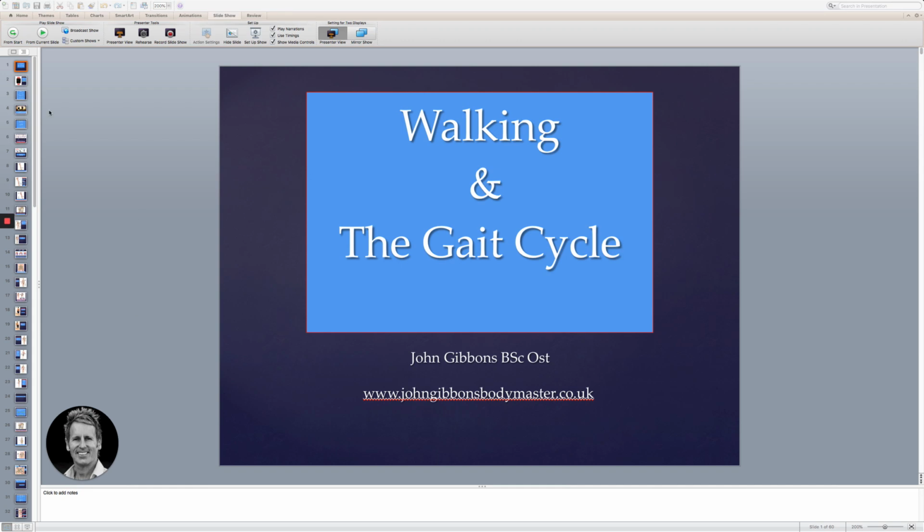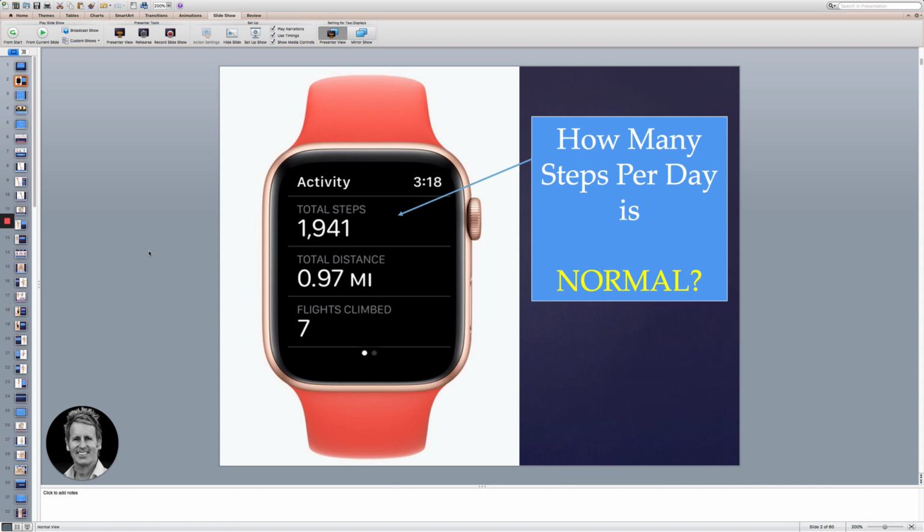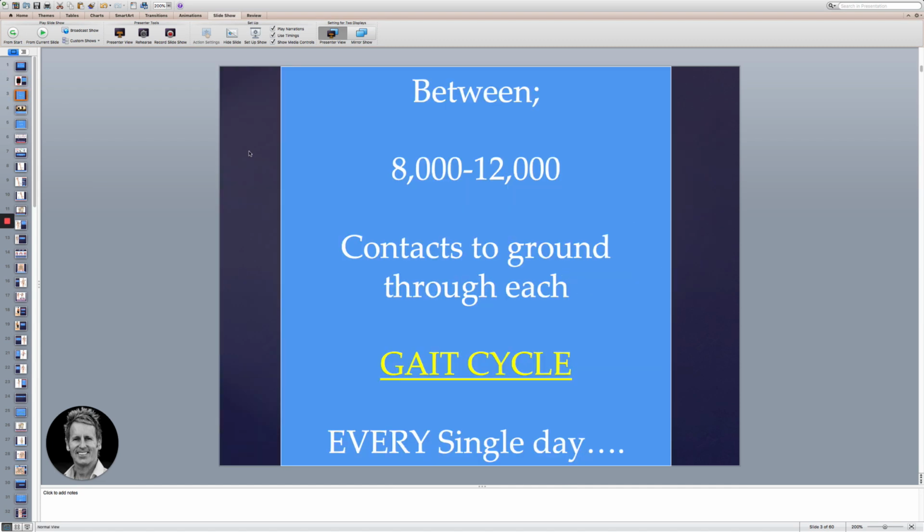Now I'm sure most of us have one of these. We've got an Apple Watch or a Fit Watch, and think about how many steps per day, which in reality will be around 8 to 12,000. But then what that means is we are physically contacting the ground, let's say 10,000 times, and that means we are going through 10,000 gait cycles every single day. But I'm sure there's many people out there going through 15,000, 20,000 and things like that.